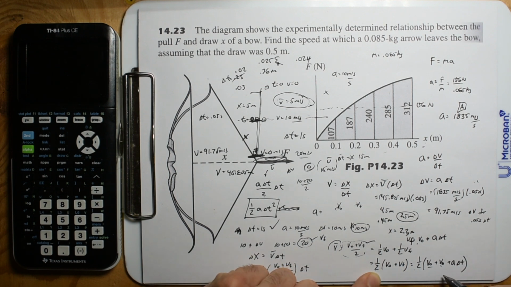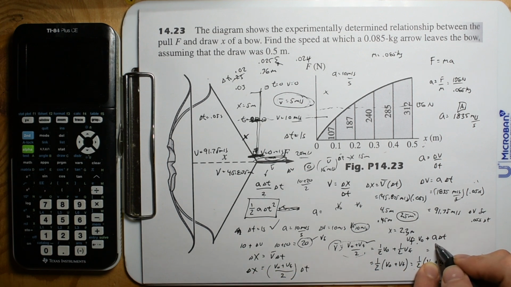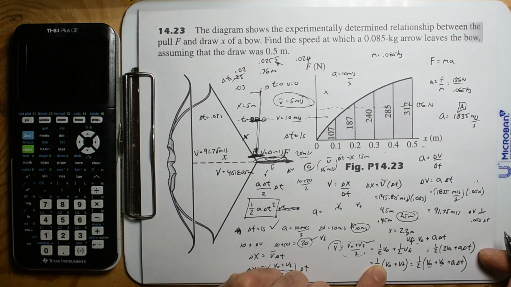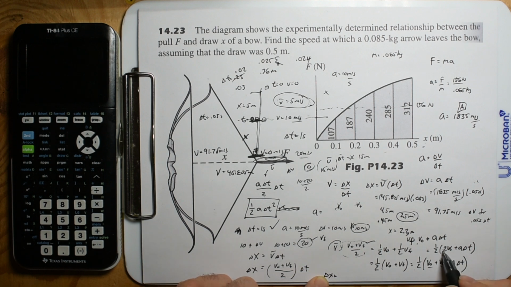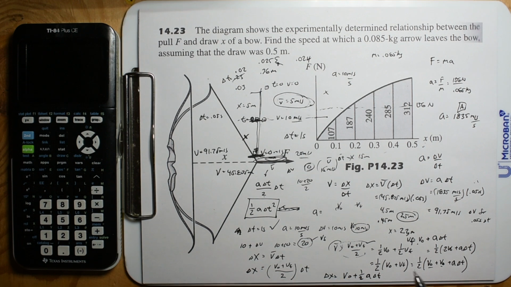So now we're going to have, I guess we should totally spell this out. 1/2, 2 times velocity initial plus acceleration times change in time. And so change in position is going to be velocity initial times change in time plus 1/2 acceleration times change in time squared. Whew, hell yeah. So we did it. And that was brutal.